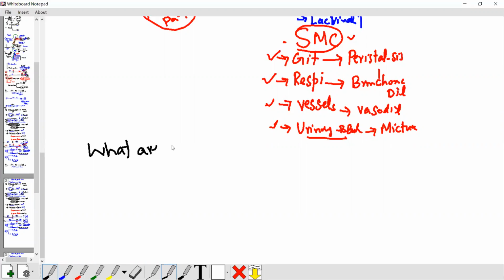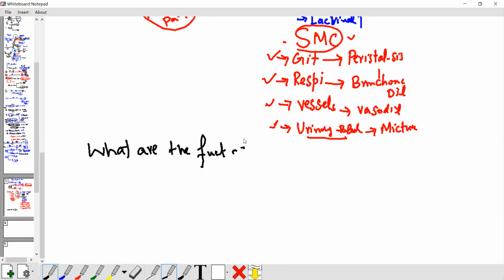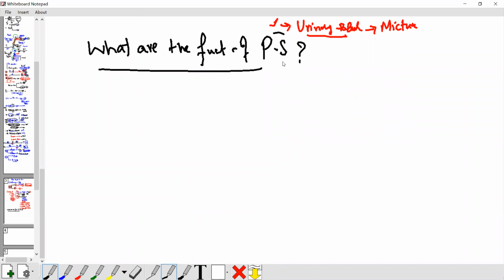What are the functions of the parasympathetic system? To understand the effect of a drug, first you must know the normal physiology, what the parasympathetic system is doing in your body. I'll go receptor-wise.